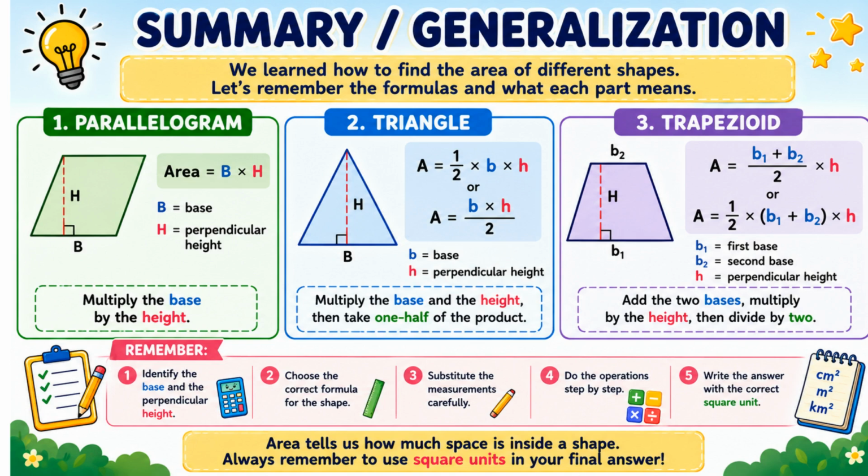For a triangle, we have two equivalent formulas. A equals 1/2 times B times H, or A equals B times H divided by 2. Both formulas give the same answer.